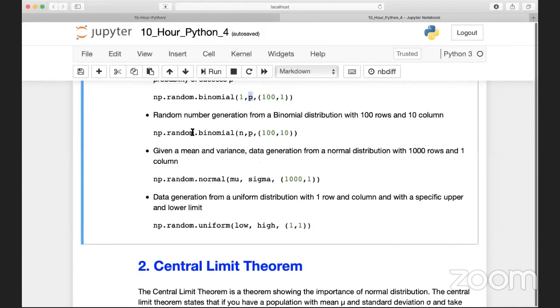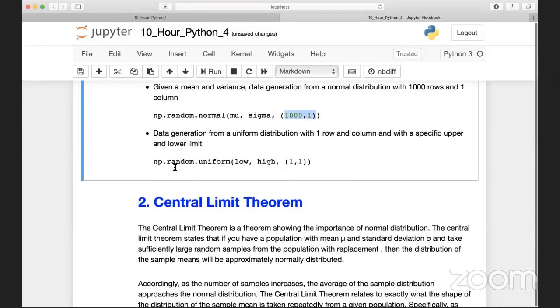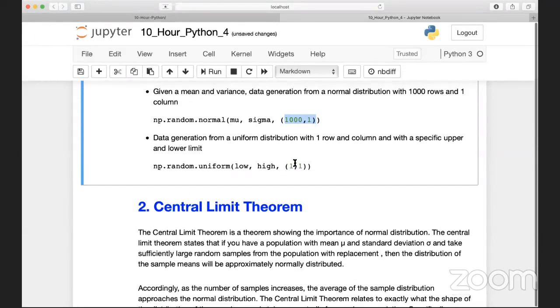This is the same thing for binomial, but we have a number of occurrences more than one. That's why we define n here. This is again the probability. In normal distribution, we know it: the mean, standard deviation, and the sample size. And in uniform distribution, we define the lower bound, upper bound, and the size, which is 1. If you do that, you just have one scalar, just one number.